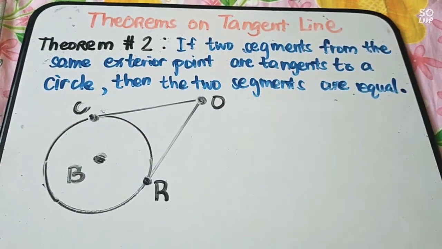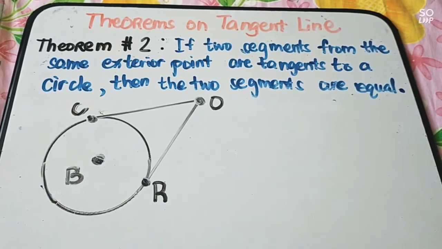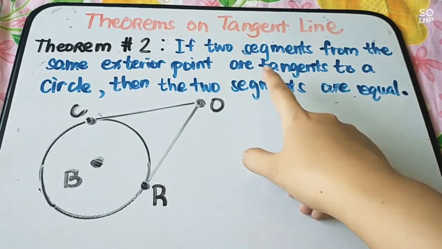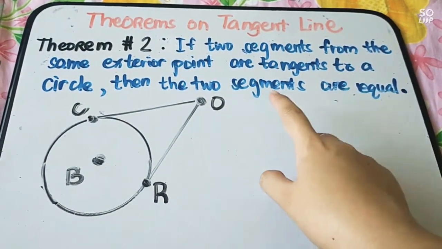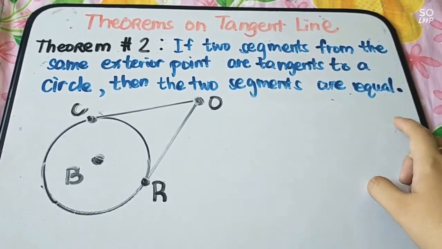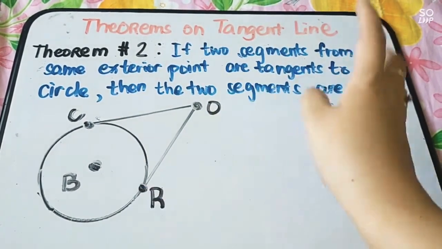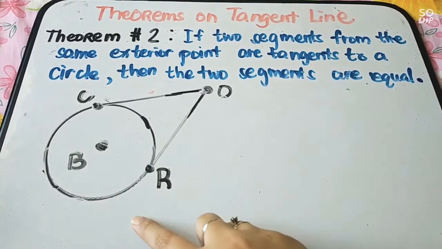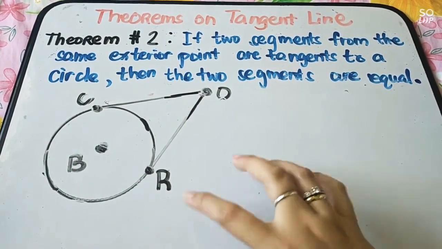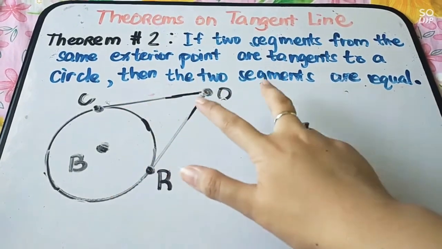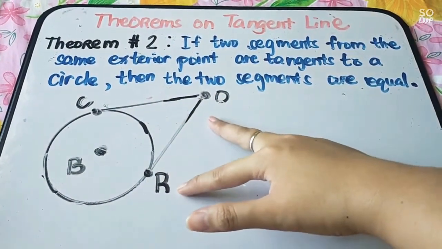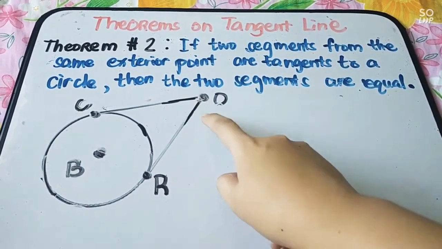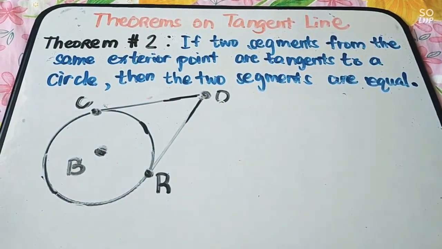Theorem number 2. Theorem number 2 says that if two segments from the same exterior point are tangents to a circle, then the two segments are equal. When you say exterior point, the point is outside the circle. Let us consider the circle. We have here circle B and two tangent segments, CO and RO, that meet at the exterior point, which is point O. So this is what theorem number 2 says.